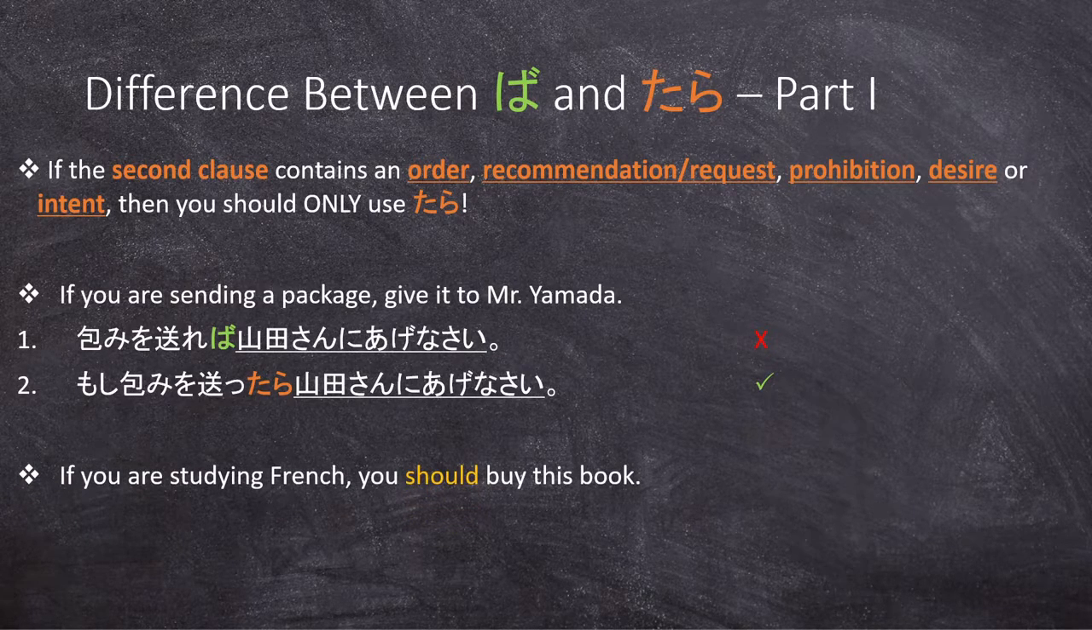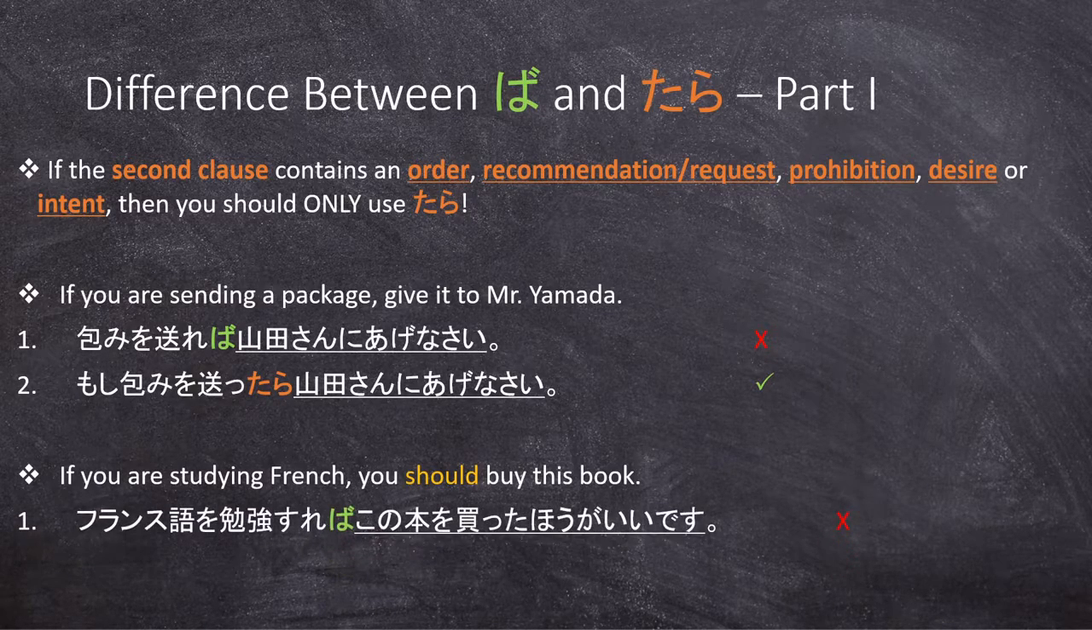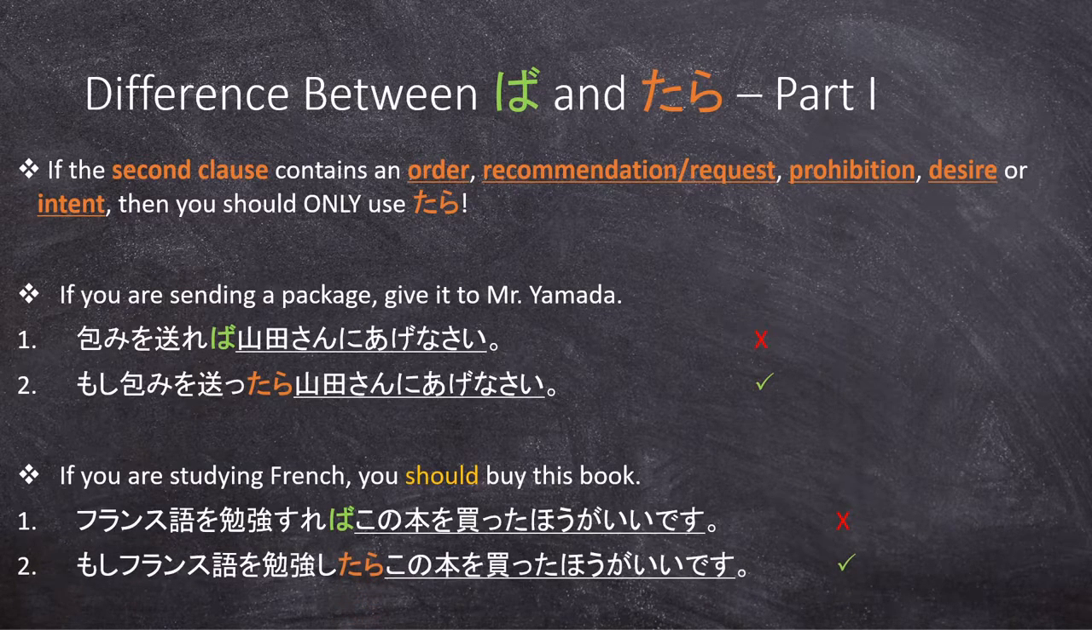Now let's see a recommendation here that I have highlighted with gold. If you are studying French, you should buy this book. So this is the sentence we are working with. Now if we use ba, フランス語を勉強すればこの本は買った方がいいです。It is not advised. It is against the rules here that we have. So here we have a recommendation, and that is why ba would be inappropriate. However, if you use tara, then you will get the grammatically correct sentence.